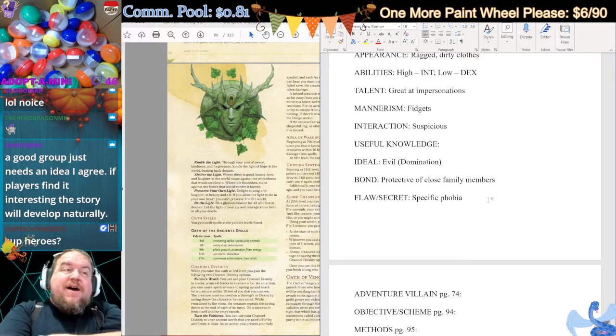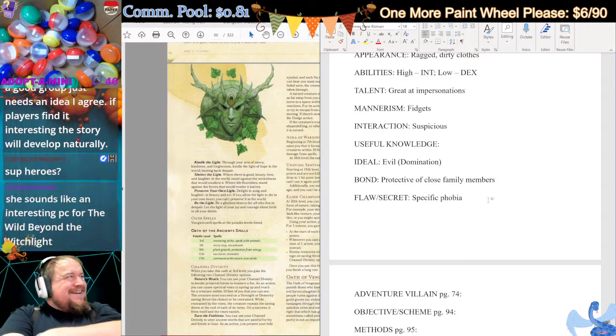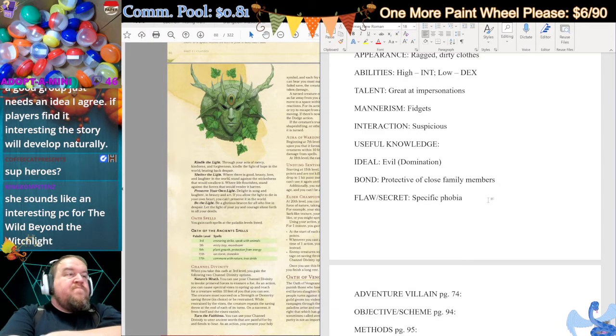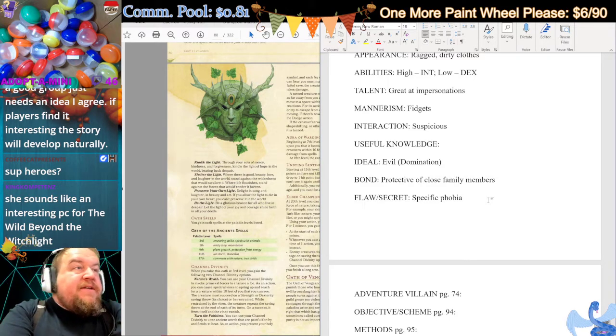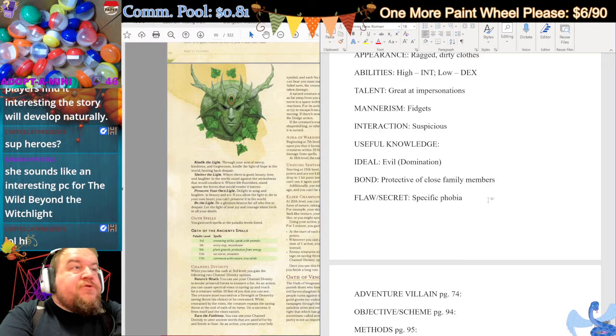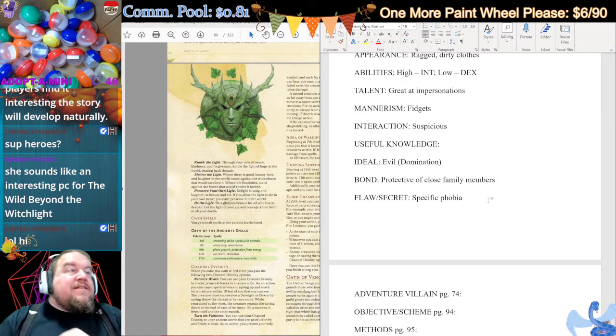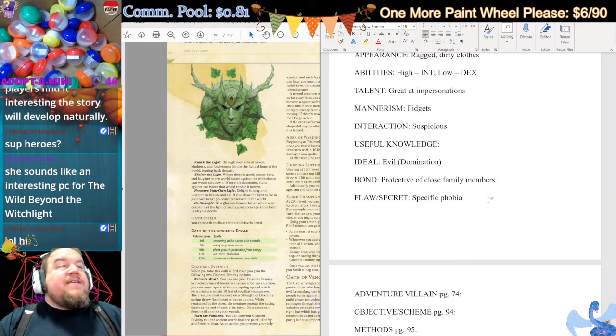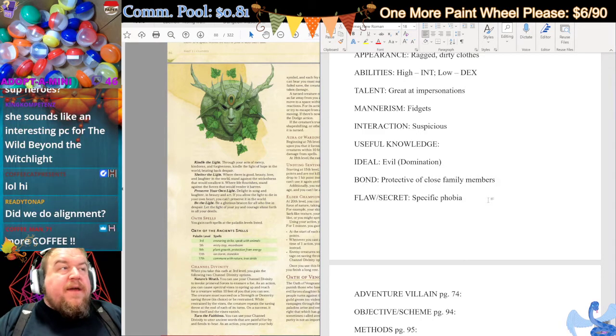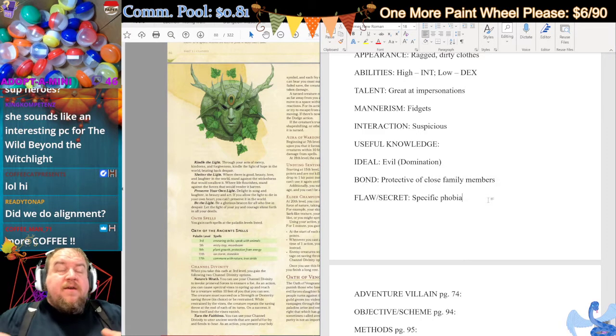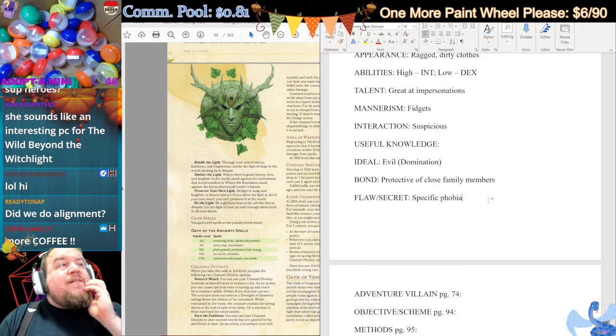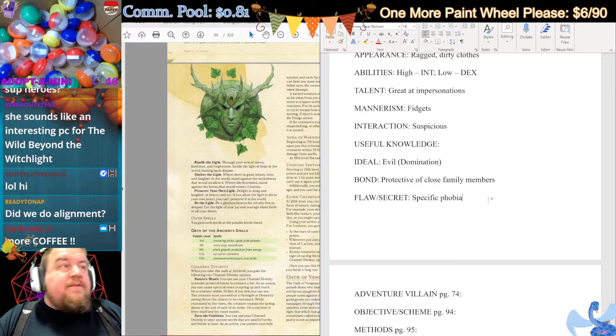Also, on that note, Hi Coffee Cat presents. A good group just needs an idea, I agree. If players find it interesting, the story will develop naturally. Exactly. Now, is it Samu Bear? Is it Sumo Bear? Like a bear that does sumo wrestling? Let me know how to pronounce your name, if you don't mind. King says she sounds like an interesting PC for The Wild Beyond the Witchlight.